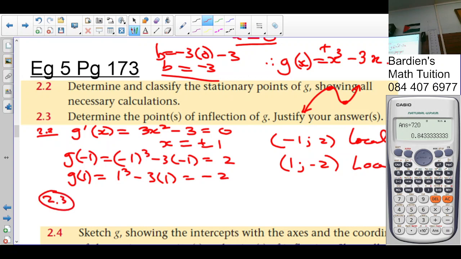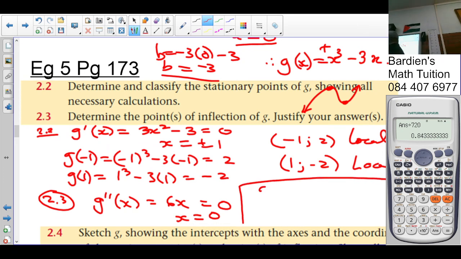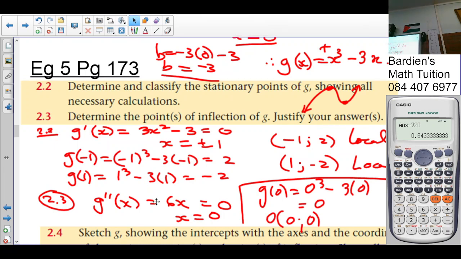In 2.3, they ask you to determine the point or the points of inflection of g. How do you work out the point of inflection? Second derivative, which is going to give me 6x. I set that equal to 0, so x is equal to 0. For the point of inflection, I substitute that back into the original function, so g of 0 is equal to 0 cubed minus 3 times 0, which is 0. So the point of inflection occurs at (0; 0), right? Okay?